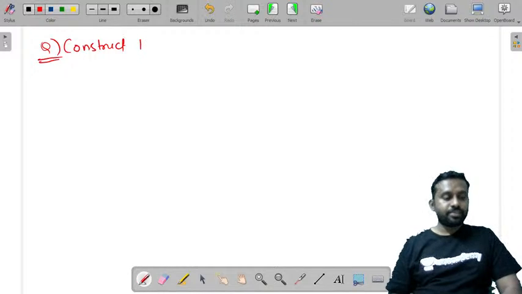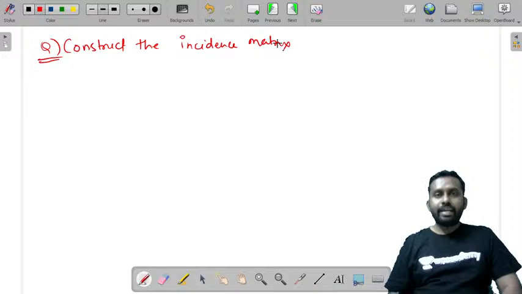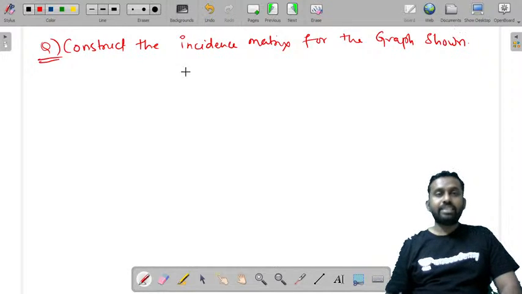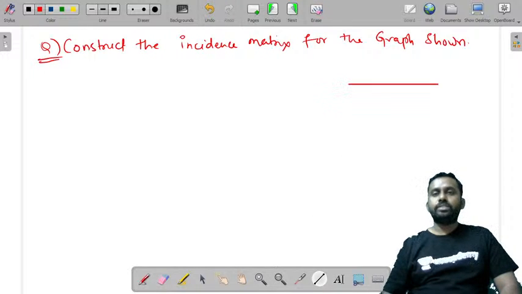Construct the incidence matrix for the graph shown, and the graph is something like this. It is given something like this and like this. There is another node. We'll just try to draw it a little bigger. This is one, this is the other, this is the third one, and this is the last one. This is given to us.